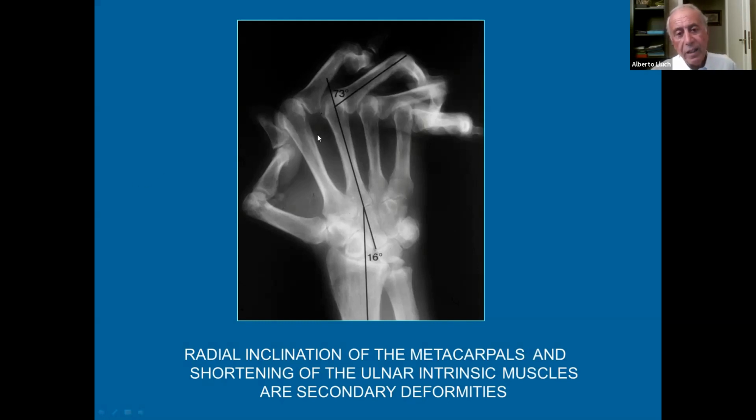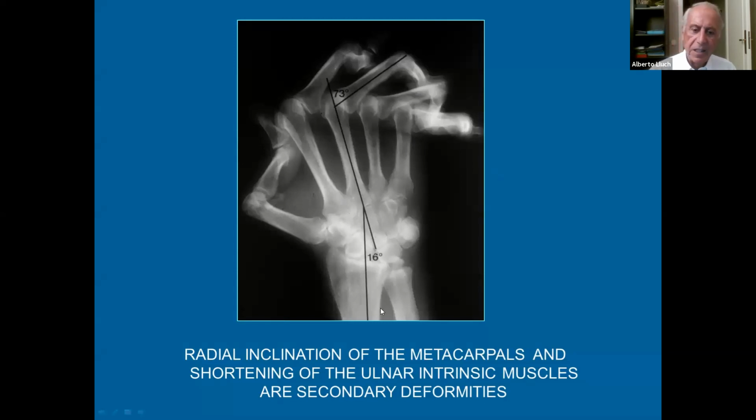The radial inclination of the metacarpals, frequently seen when there is an ulnar drift of the fingers, is not the cause of the ulnar drift of the fingers. As Jules Shapiro said, and it has been repeated in all the texts over and over, the radial inclination of the metacarpals is a volitional deformity of the patient in order to align the fingers along the long axis of the forearm. But once the ulnar drift of the fingers is corrected, the radial inclination of the metacarpals will spontaneously correct.